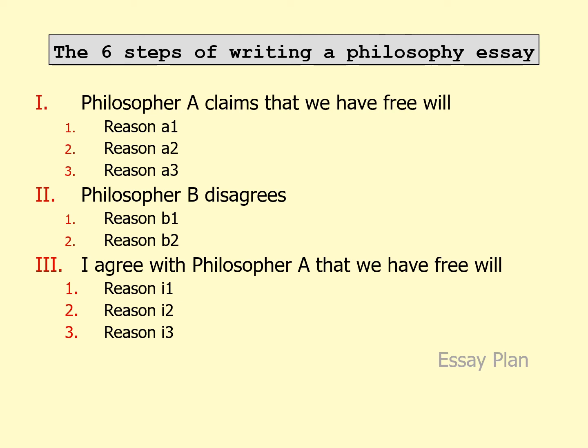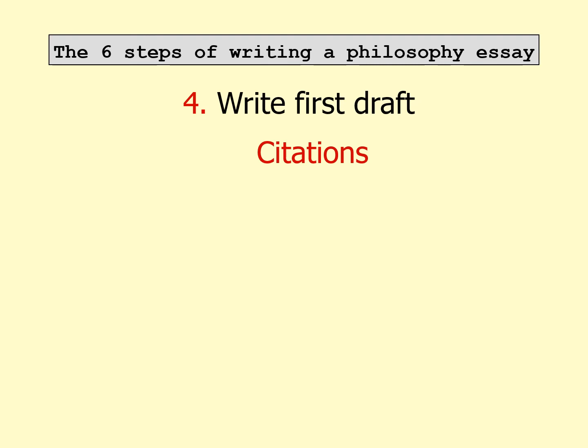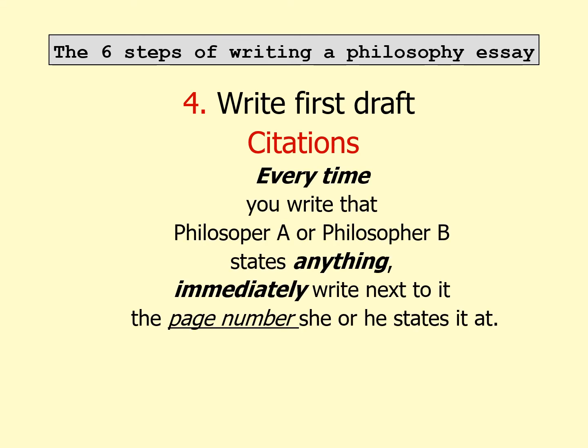But before I move on to that, I have to bring up one of the most difficult areas for some students, even those who are not beginners. Citations. So, what do you do immediately after you write someone, such as Anna or Brad, said or wrote something? Every time you write that philosopher A or philosopher B states anything, whether it's a claim, a description, a story, or a reference to some other philosopher's words, immediately write next to it the source and page number where she or he states it.